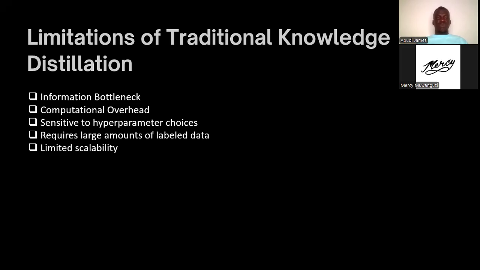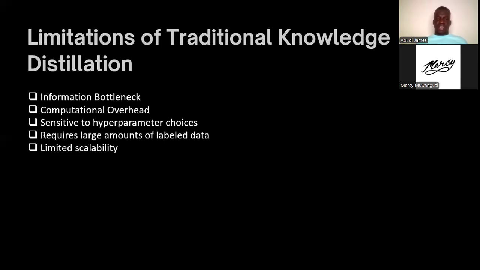screen right now. The first one is the information bottleneck. So what is the information bottleneck? Here, there is often a loss of important information during the distillation process, as the smaller model may not capture all the nuances of that larger model, of course. So that is the information bottleneck. So instead of capturing all the information, which will not be useful to it, it will only pick the information that it thinks is valuable to achieve its work.